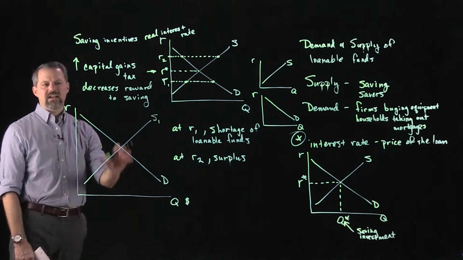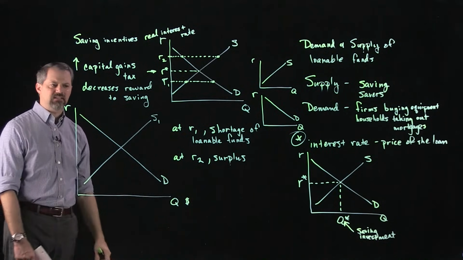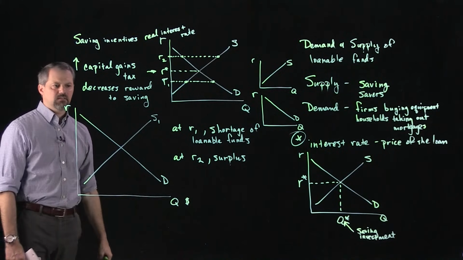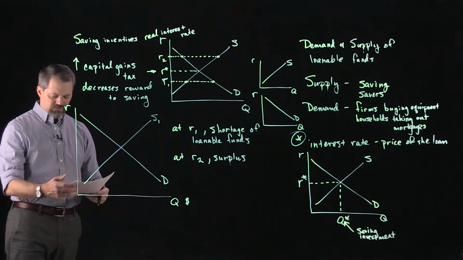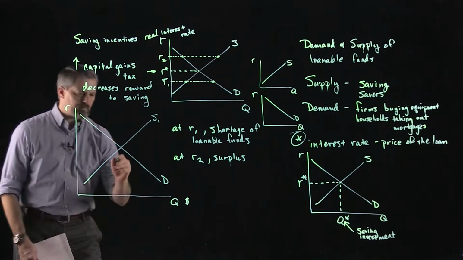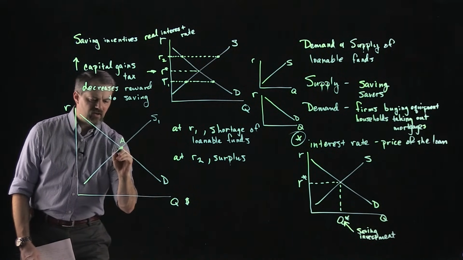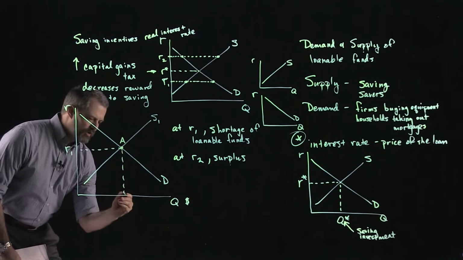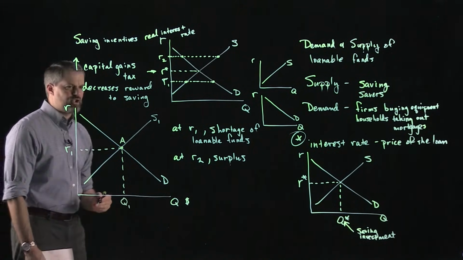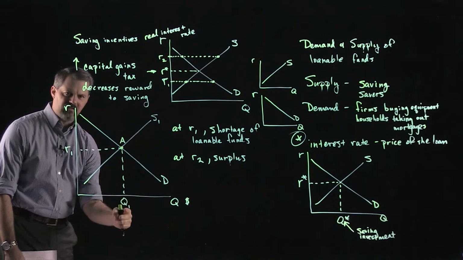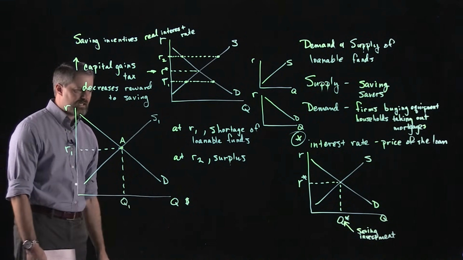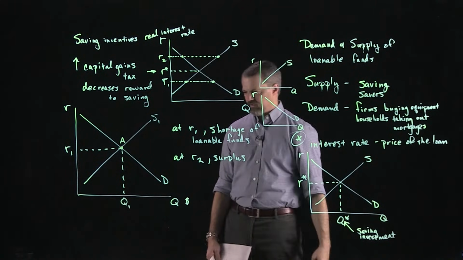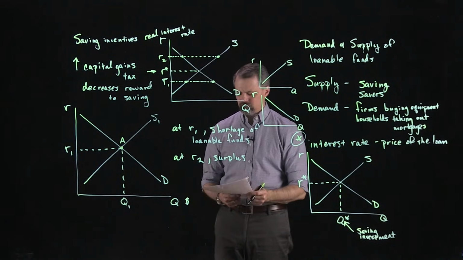I'm going to call that S1 because this change in the capital gains tax is going to affect the supply of loanable funds. So let's start here at point A. Let's identify our initial interest rate, we'll call it R1, and our initial quantity of loanable funds, Q1. Now this is the amount of saving and investment that's taking place in the economy, right? That Q is the number of dollars that are saved, the number of dollars that are invested.